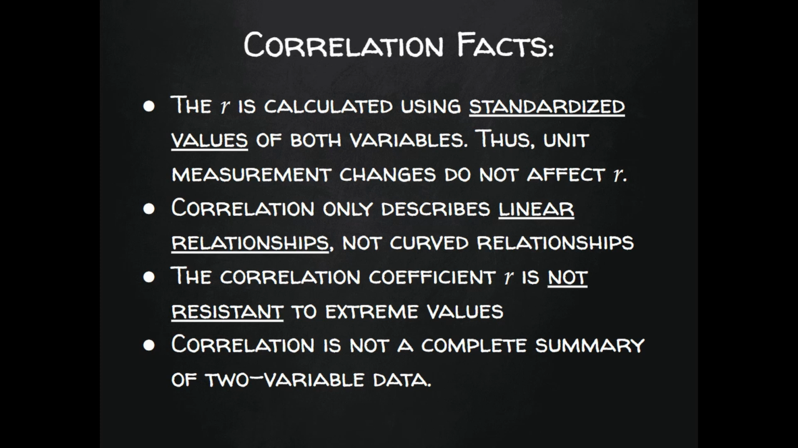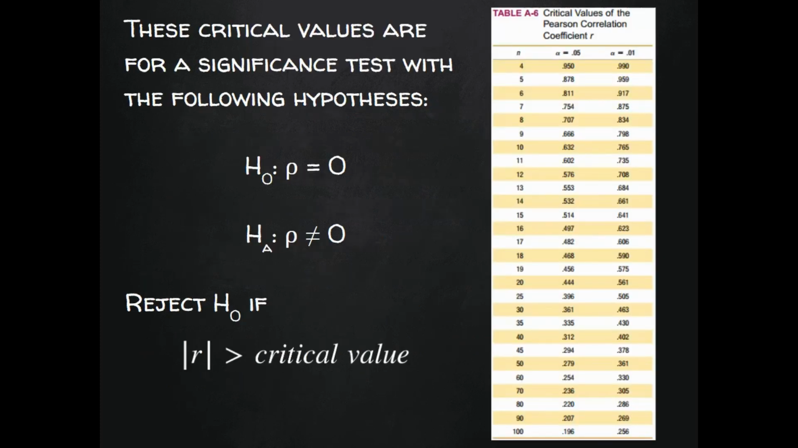As we'll see in a few minutes, sometimes even if we get a strong R value, we actually don't even have a linear relationship. When we run a significance test for the R value, the hypotheses are that rho equals 0, or there's no association, and the alternative hypothesis is that rho does not equal 0, which indicates that there is an association.